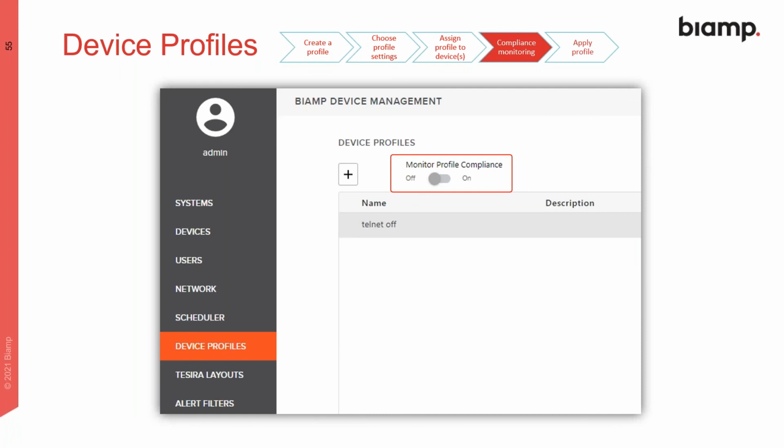Once they've been associated with that profile, we can turn on this monitor profile compliance. What this is doing is SageVue is going to go out periodically and look for any devices that have been associated with that profile and confirm that they're adhering to the settings within that profile. So in this case, that Telnet's off. If it finds that Telnet's on for that device, it's going to flag an alert in SageVue. And if you have email alerts set up, it's going to tell you that Telnet's on.